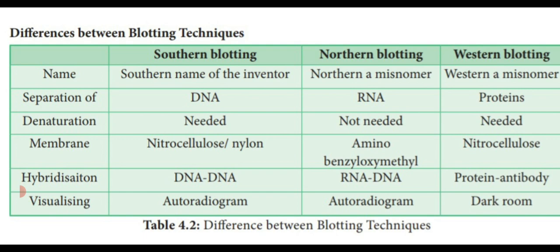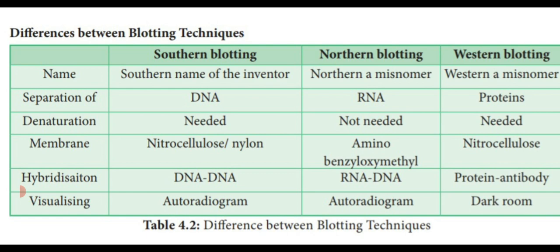Then what membrane is used? The first one is nitrocellulose or nylon membrane. The second one, aminobenzyloxymethyl filter paper membrane. The last one is also nitrocellulose membrane. Then hybridization is DNA to DNA. DNA fragments are applied with nucleic acid probe to denature the DNA. That is said to be DNA to DNA.